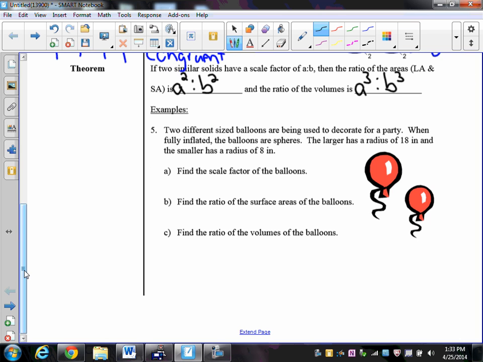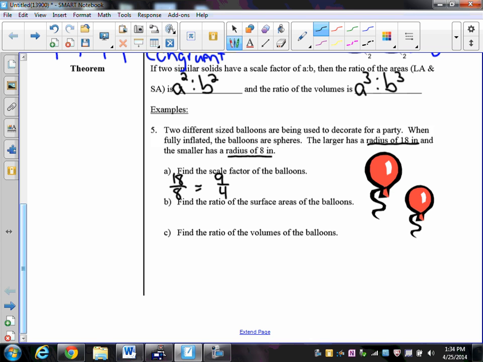So let's do an example here. It says 2 different sized balloons are being used to decorate for a party. When fully inflated, the balloons are spheres. The larger has a radius of 18 inches, and the smaller has a radius of 8 inches. So let's find the scale factor of the balloons. All we do is 18 divided by 8. We simplify that, it's going to be 9 over 4.